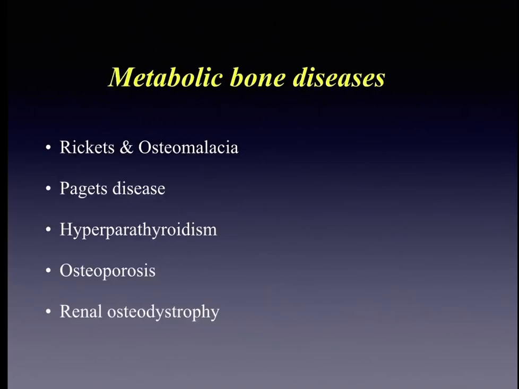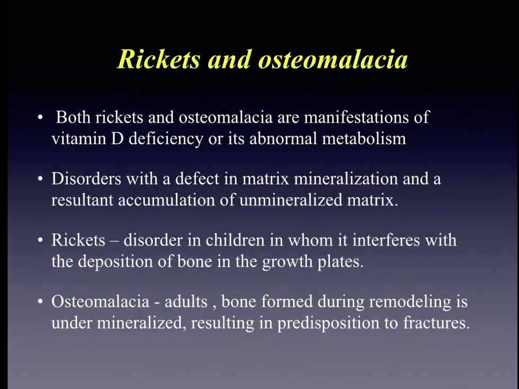Now moving on to metabolic bone diseases. The first one is rickets and osteomalacia. Both these conditions are manifestations of vitamin D deficiency or its abnormal metabolism. So there is a defect in the matrix mineralization, and so there is accumulation of unmineralized matrix.